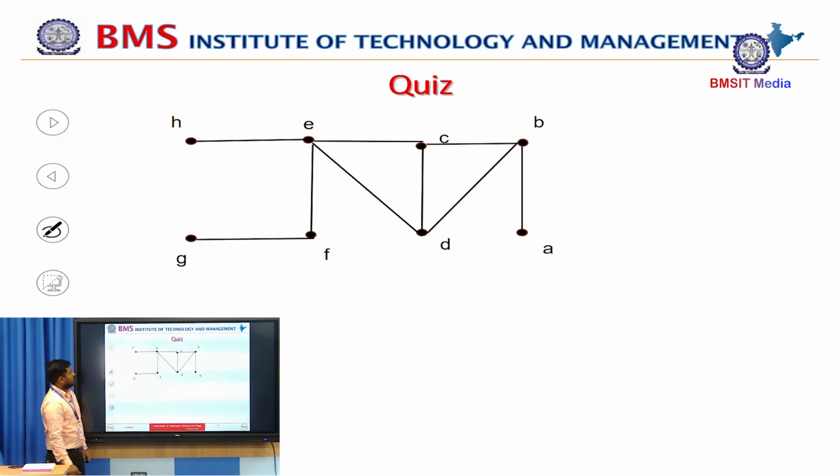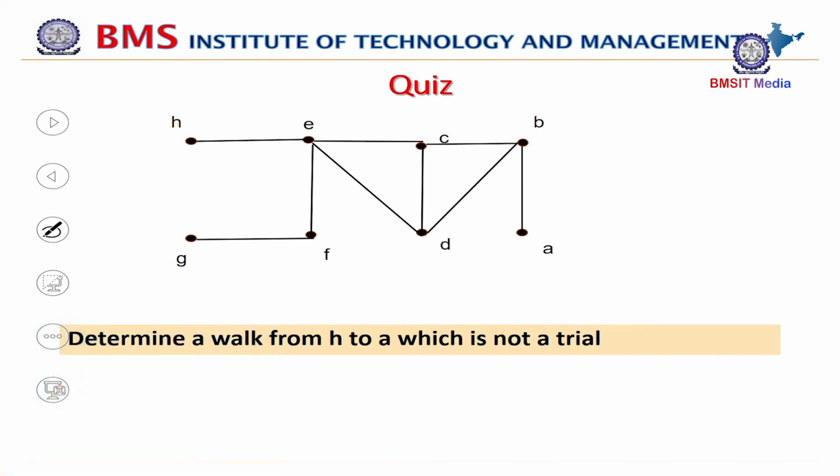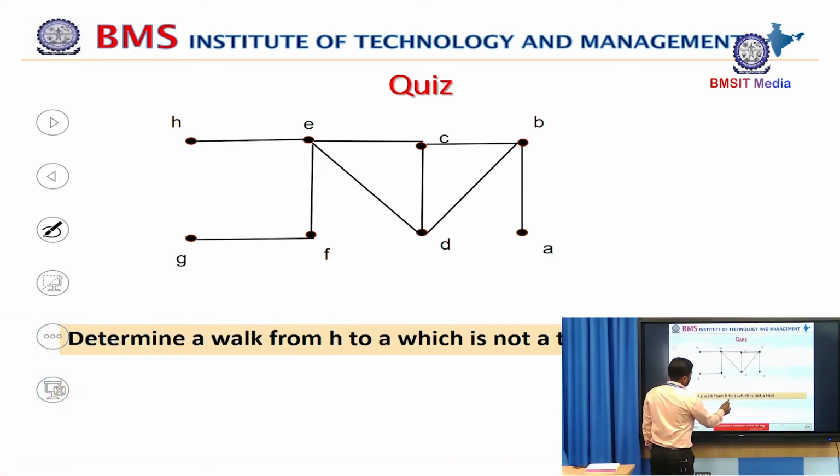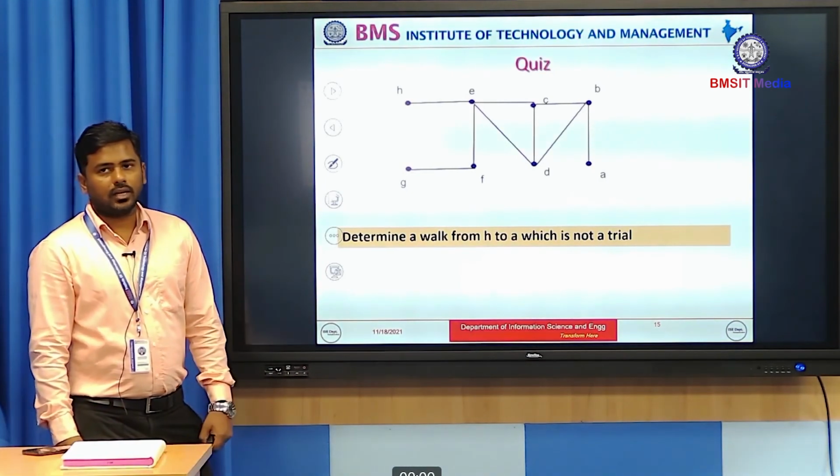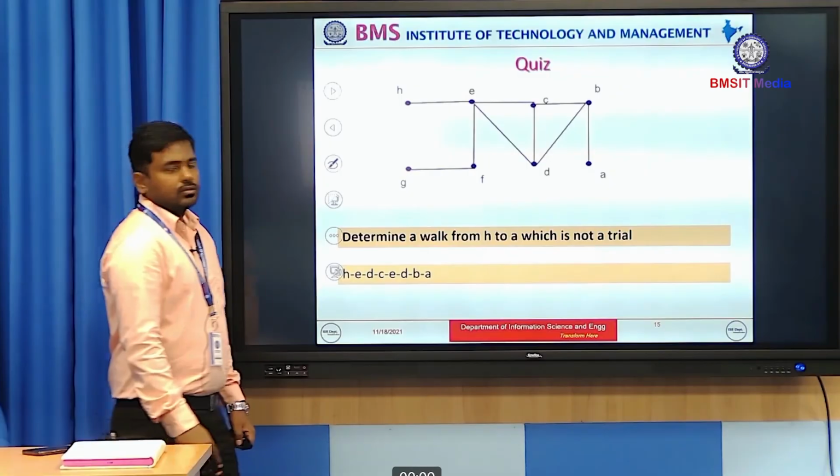Now, see this example. We have a graph. Here we need to determine a walk from S to A which is not a trail. When I say it is not a trail, it means that edges can be repeated. Here is an example.